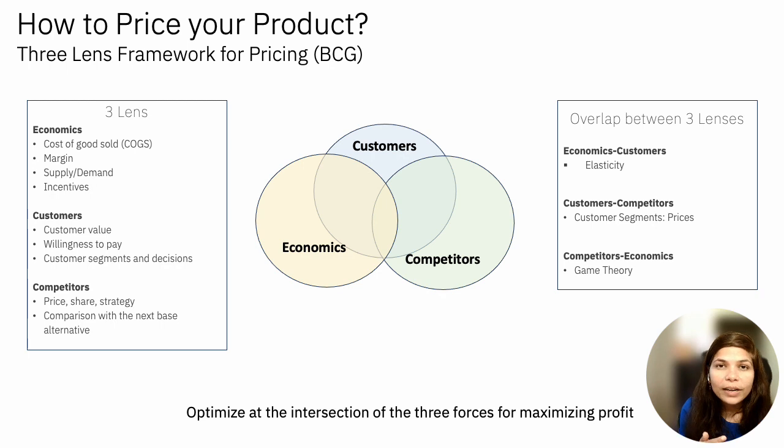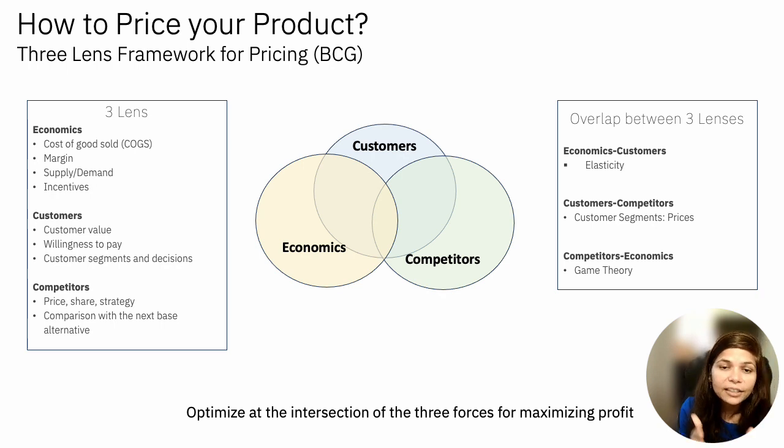Again, there is a good overlap between these three lenses. Looking at economics and customers' lens, we need to understand how sensitive customers are going to be to any change in prices. For customers and competitors, we will need to identify who the competitors are catering to and serving in each customer segment and what their price points are. How are they coming up with these price points, if we can find that? Because that would help us identify our best target segment to offer our product or service for the maximum profit.